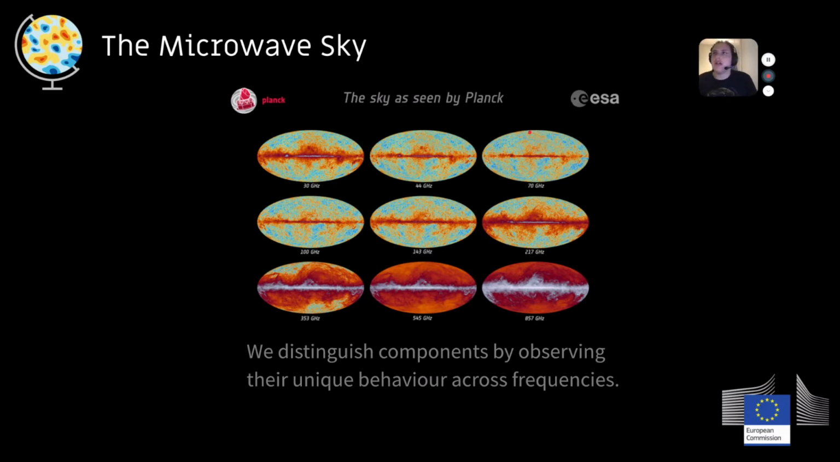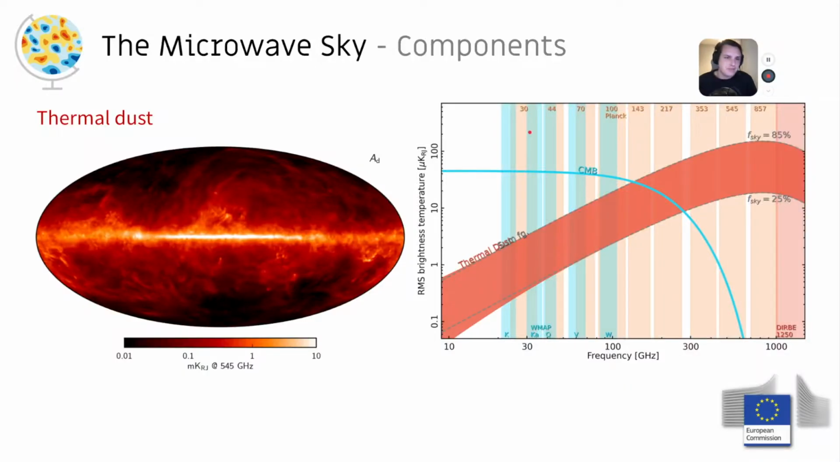So just to sum up all the components again quickly, we go through them, starting with thermal dust, which dominates the sky at the high frequencies, which we saw in the last picture, the 857 band, for example. So the reason for the thickness in this plot on the right-hand side here is that we apply different masks when we calculate the amplitude. So this is just the RMS brightness temperature from this map on the left-hand side there, which is the amplitude.